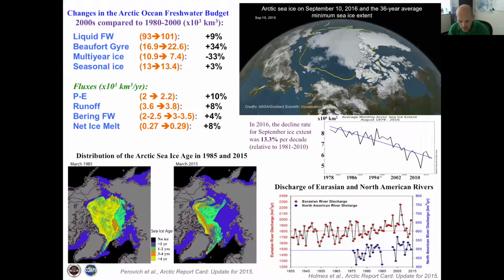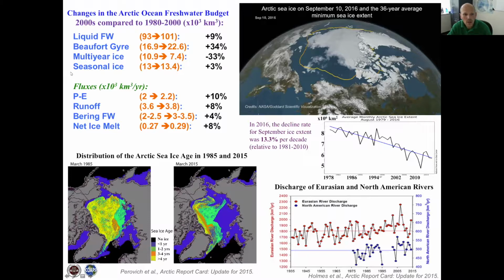So we were puzzled by this observation, and we thought that there is something going on in terms of freshwater redistribution and freshwater fluxes that we were missing in our conceptual mechanism suggested for the 20th century variability of the Arctic climate. So let's look at what has changed in the freshwater budget in the Arctic Ocean in the 21st century.